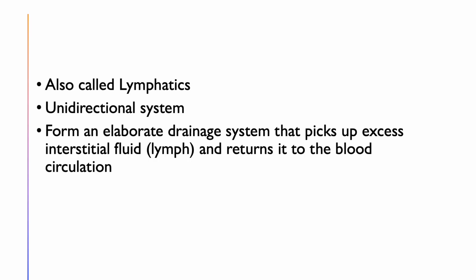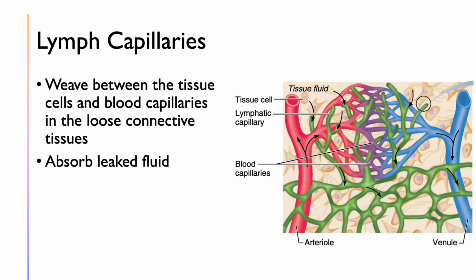The lymphatic vessels, also called lymphatics, is a unidirectional drainage system which carries excess interstitial fluid called lymph back to the blood circulation. The lymph capillaries, which are part of the lymphatic vessels, weave between the tissue cells and blood capillaries in the loose connective tissues of the body. These capillaries function as a sponge by absorbing effectively leaked fluid.